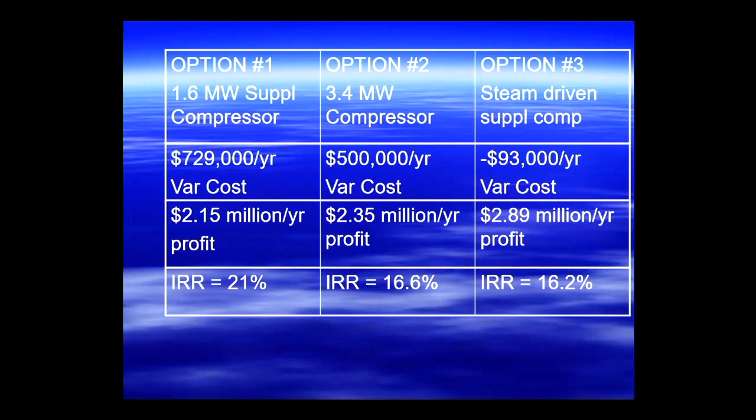Which did they choose? Option 1. That's right. The technicalities are irrelevant. It's how much money it makes.